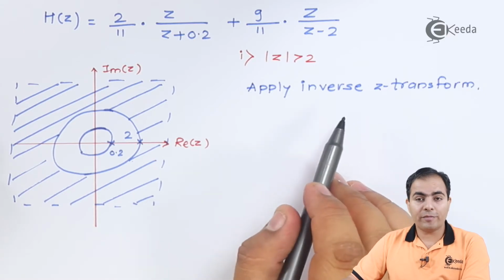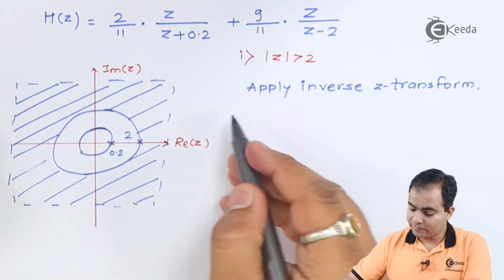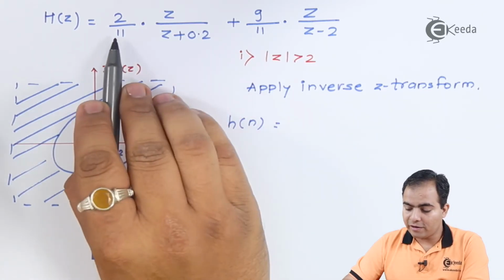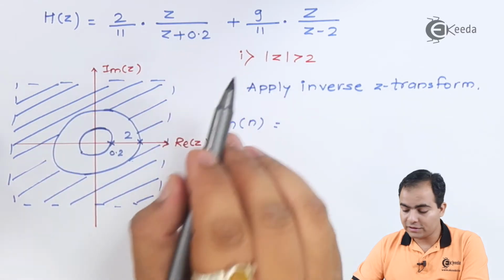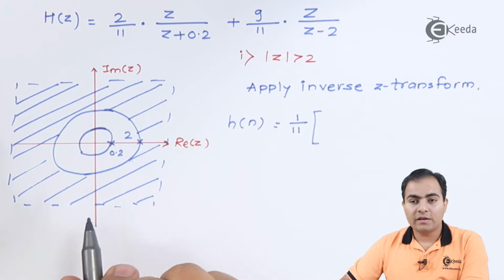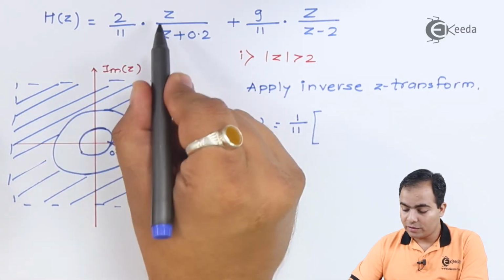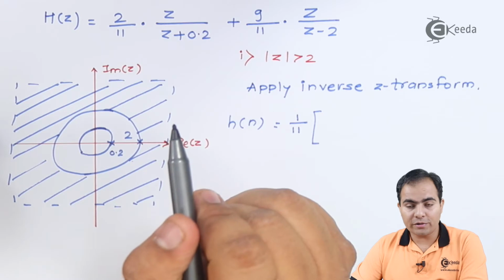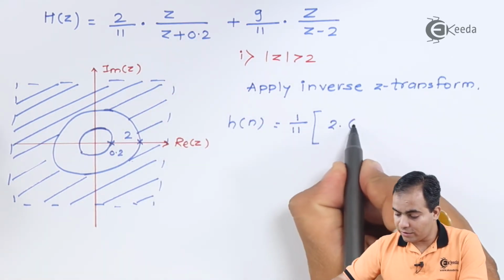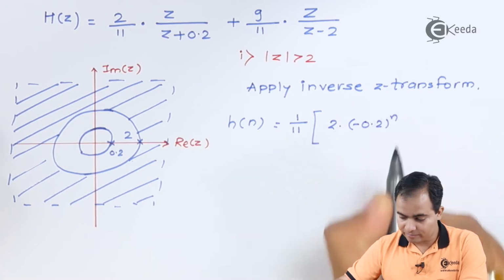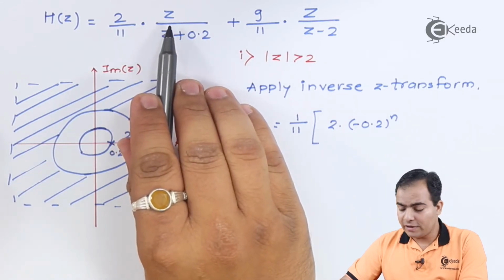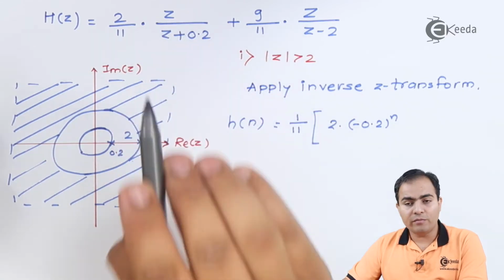On which equation are we going to apply the inverse z transform? On this h of z. So this h of z is replaced by h of n. Now look here, we already have 1 by 11 on both sides of this part, so I'll take 1 by 11 common. Next part: here we have only 2, and now z upon z plus 0.2. As I told you, here we have plus 0.2, which means we have to take the value as minus 0.2 raised to n. Now as the function is causal, we are going to write u of n in both these parts.